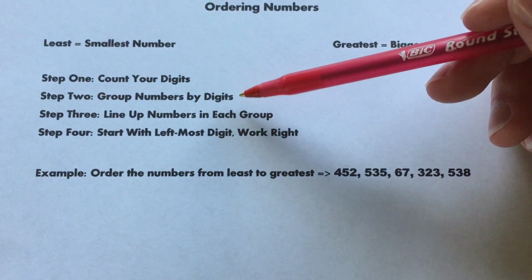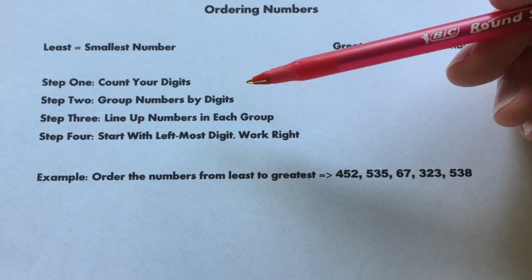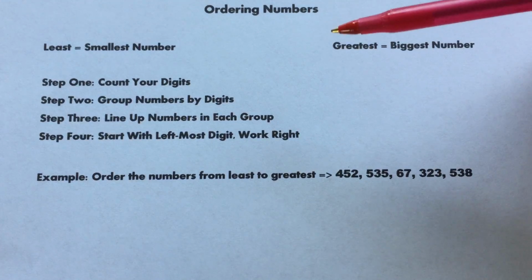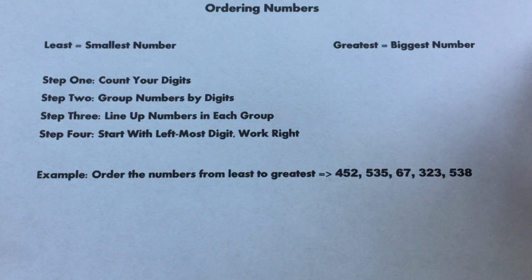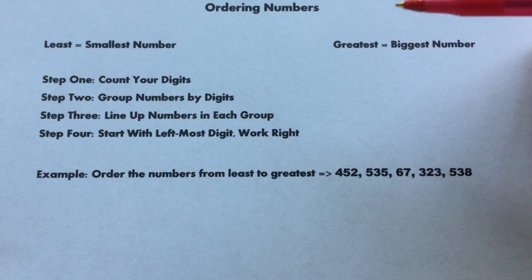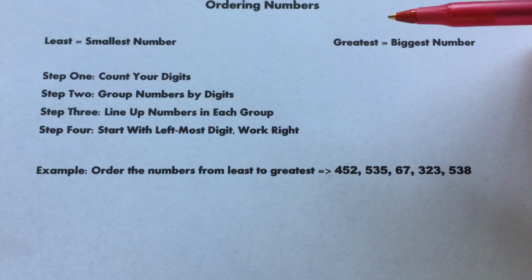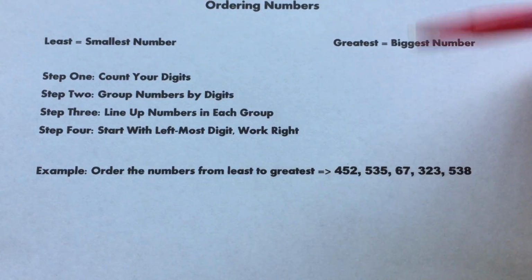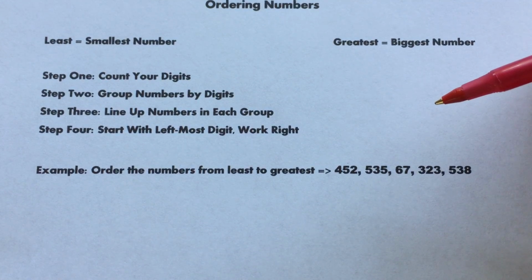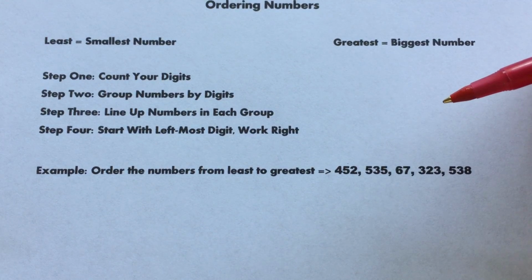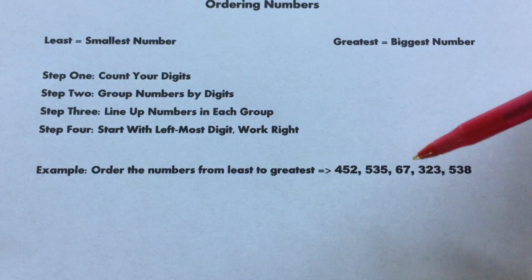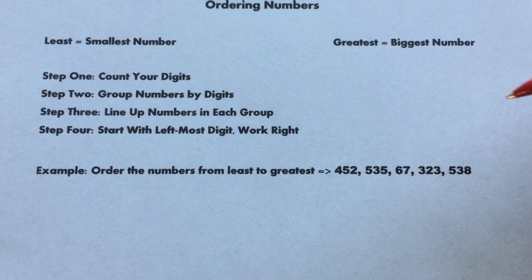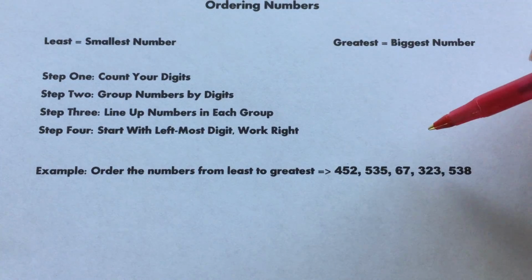Step two, we're going to group the numbers by the number of digits that each one has. And again, we'll get to that in just a moment. Step three, I want you to line up the numbers in each group. And then step four, I want you to start with the leftmost digit in each one of those numbers and work right, and we're just going to compare. That's going to be very similar to the last video that we did on comparing numbers, but in this case, we're working with more than two. You will see what we're doing as we practice that right here.